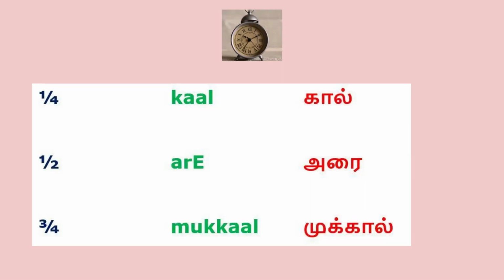Let us now see a recap of the lesson. That is, kal means quarter, ara means half, and mukkal means 3/4.